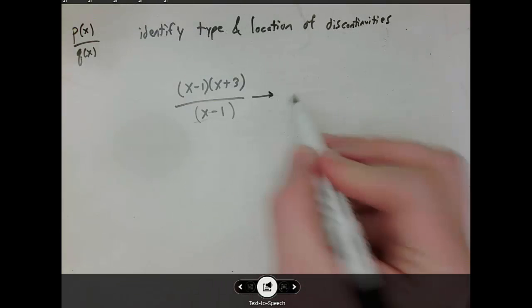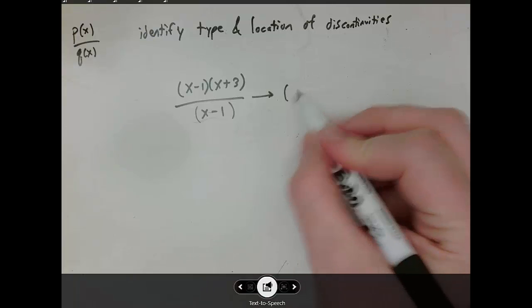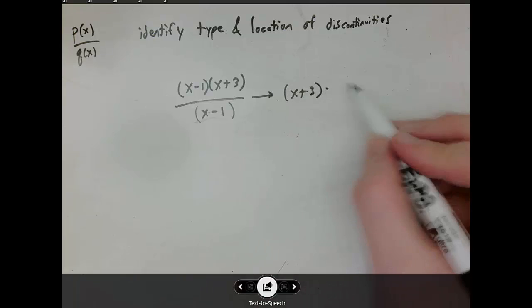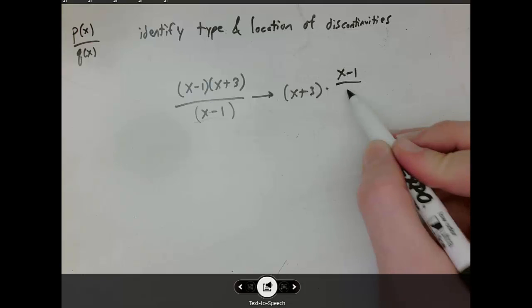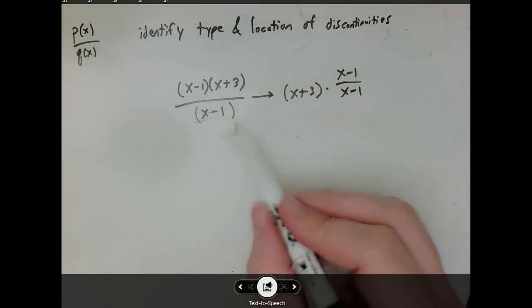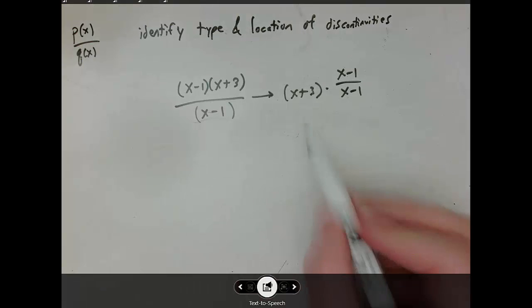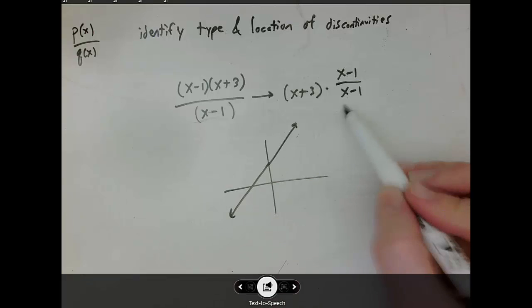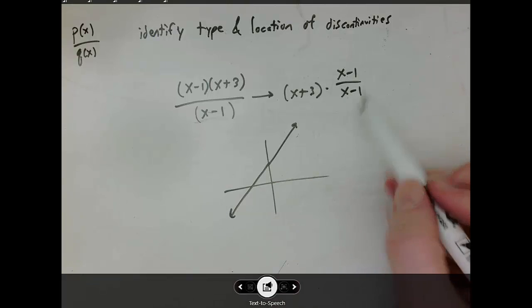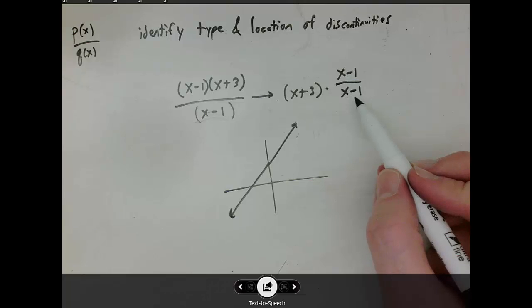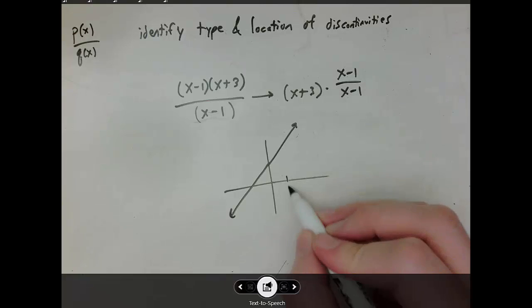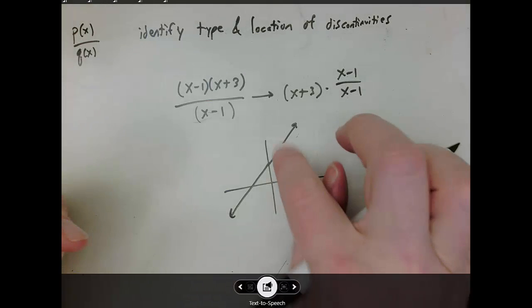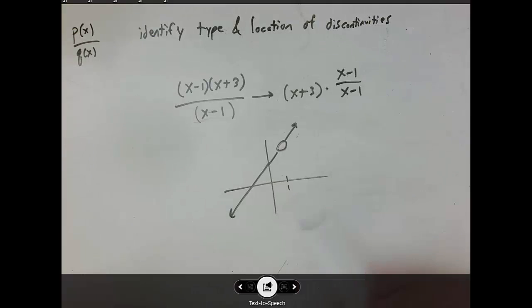So you recognize from before that this is the same as x plus 3 times a fancy form of the number 1, x minus 1 over x minus 1. So if you were to imagine the graph, this is actually the graph of x plus 3, like this, only when I multiplied by the fancy form of 1, it removed a single value from the domain of the function, because now x equals 1 is undefined. So we have put in a hole. We've put in a removable discontinuity right there.